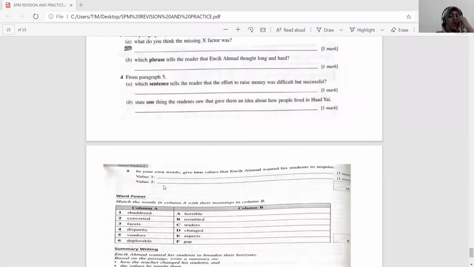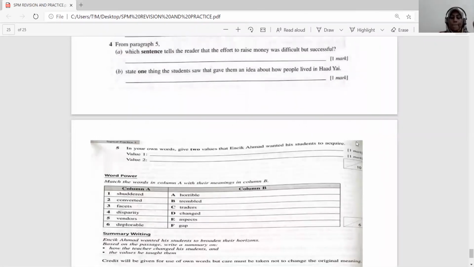Okay. Now the last question. In your own words, give two values that Encik Ahmad wanted his students to acquire. Okay. This will be in your own words. What do you think? What are the two values that he wanted to instill? Kind. Yeah, he wants them to be kind towards one another. He wants them to have good humanity, right? Warm-hearted is not very suitable, but caring can. He wants the students to be caring, right?